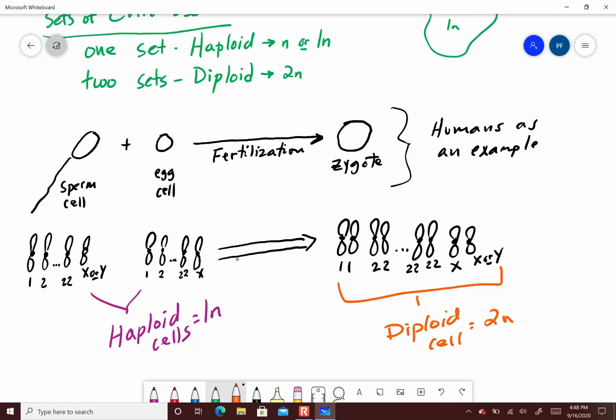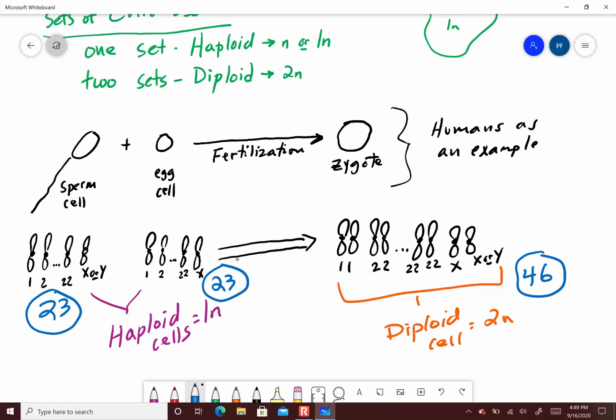And we actually should mention here before I finish this, just how many total chromosomes we have in these cells. So in our sperm cell, we have one each, 1 through 22, and then an X or a Y. So this sperm cell has 23 chromosomes. Same for the egg cell, one each, 1 through 22, and then an X. So this egg has 23 chromosomes. And then we've combined all of that together over here in our zygote. So the zygote's going to have all 46 of those things, right?